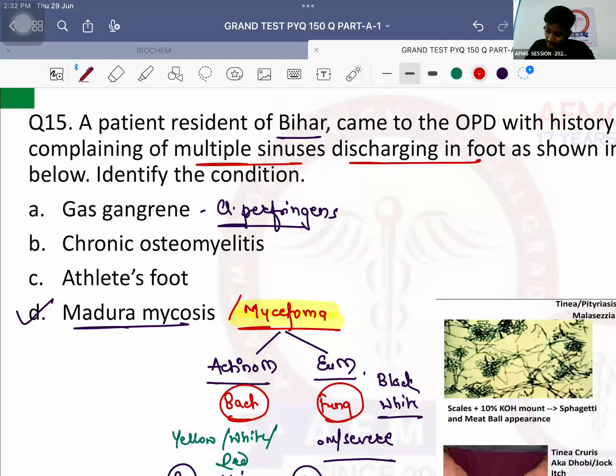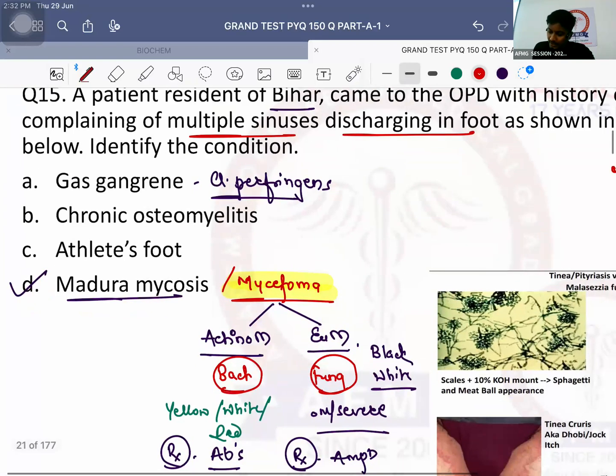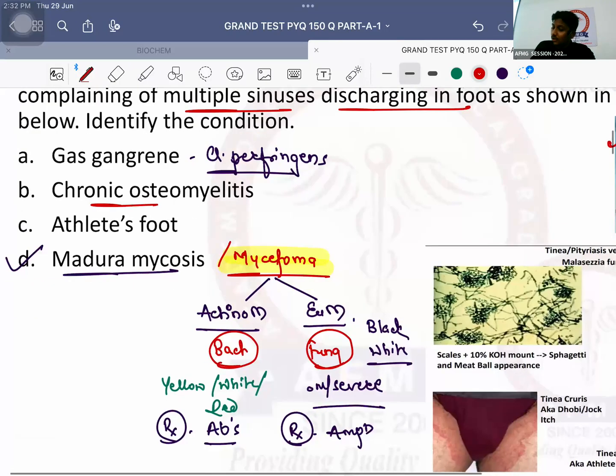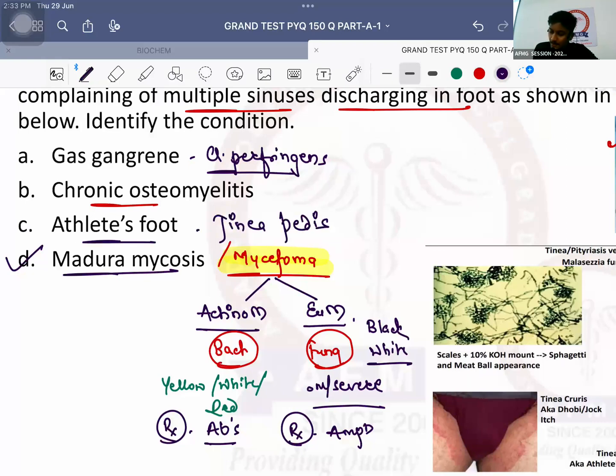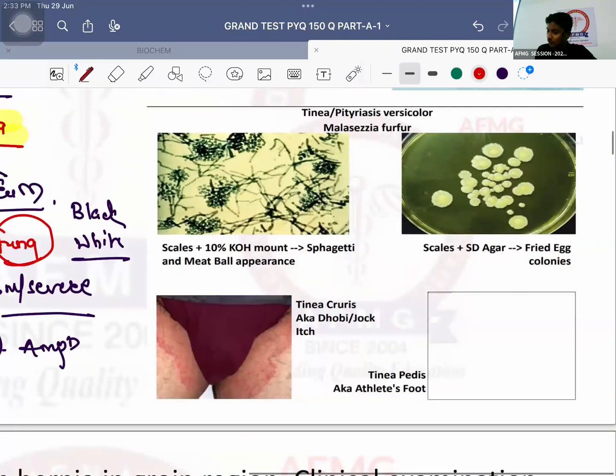That we have discussed already in surgery itself. Chronic osteomyelitis usually, what is the common cause? Staph aureus. Very good. And athlete's foot is also known as tinea pedis usually. So it is also known as athlete's foot. The image is missing. This is a screenshot from your solutions, from the snaps.